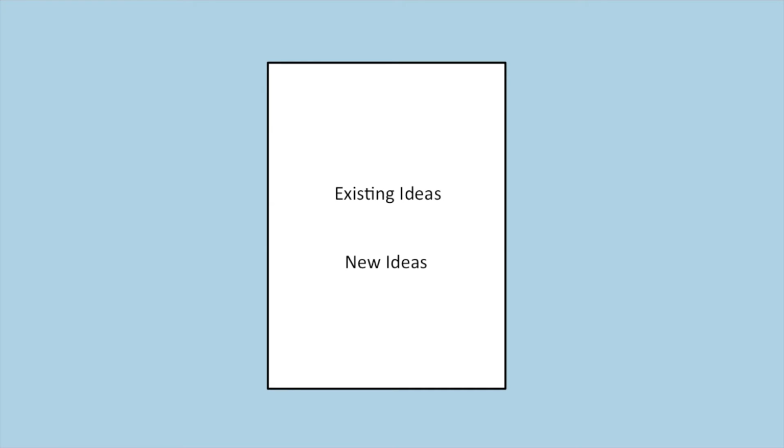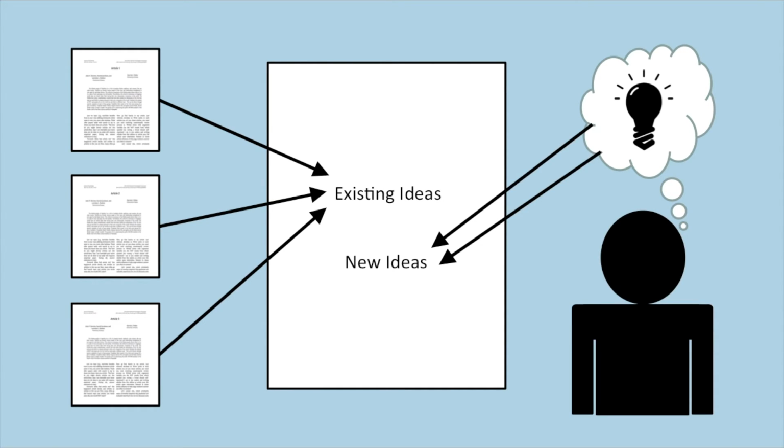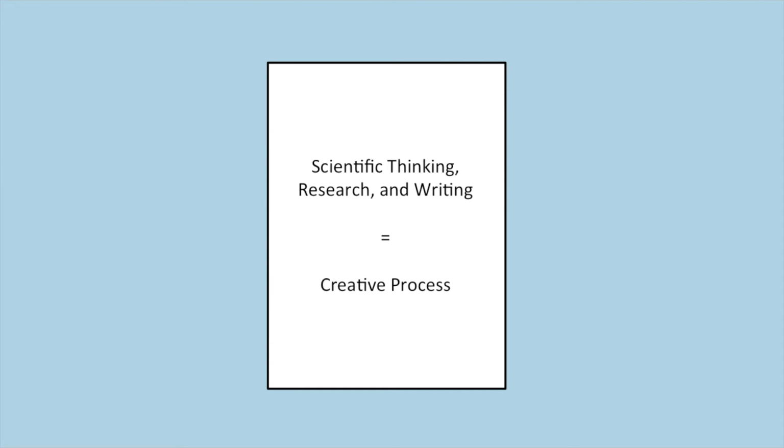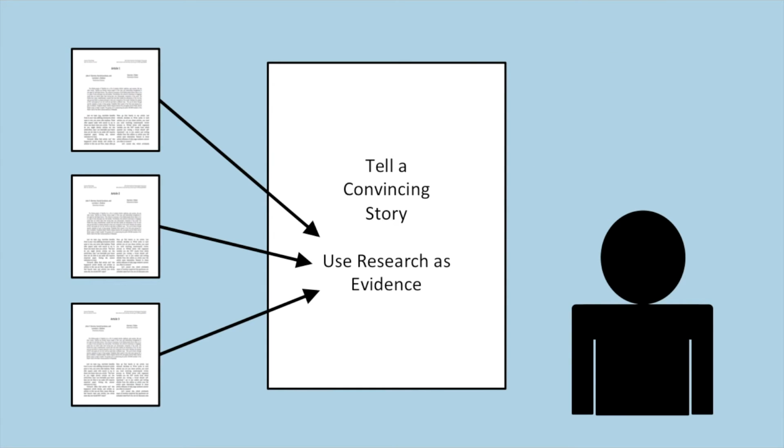The existing ideas come from previous research. The new ideas come from you as you critically think about your topic or research question. Remember that scientific thinking, research, and writing is a creative process. Your job is to identify an unanswered question or a new insight on an old question and then tell a convincing story about your idea. You use research reported in articles as evidence and support for your ideas.